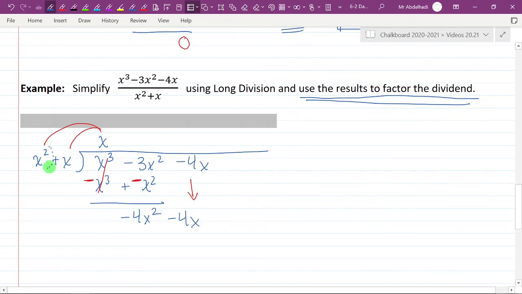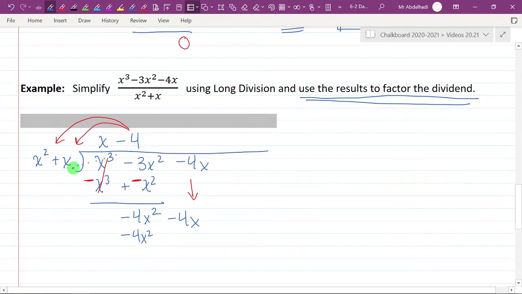Now look at the first term here again. What would you multiply by x squared to get negative 4x squared? Well, it looks like negative 4. Now when you distribute that negative 4 back down, you should get confirmation. You should see that this matches. So negative 4 times x squared is negative 4x squared, so that works. So you know you're doing this right.